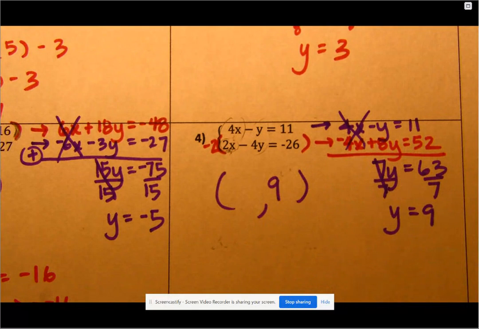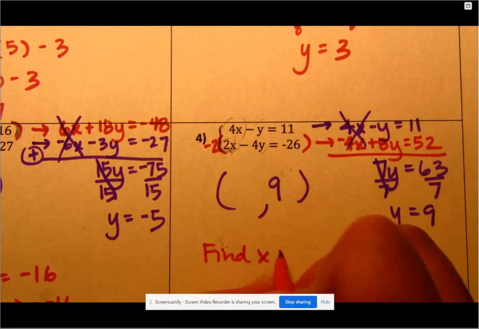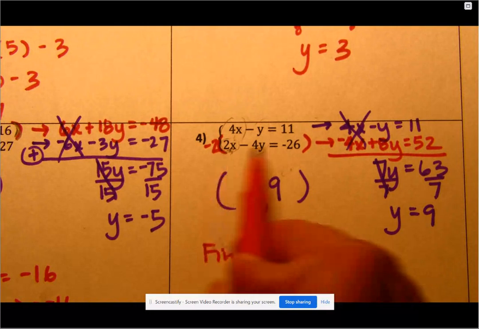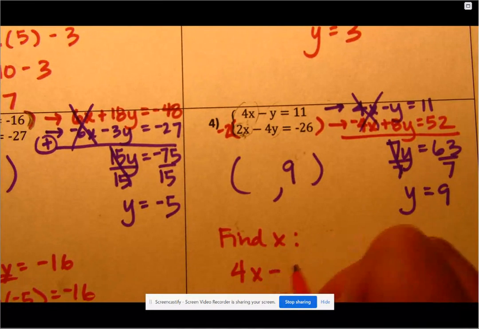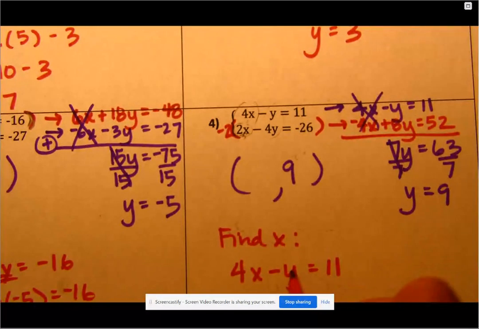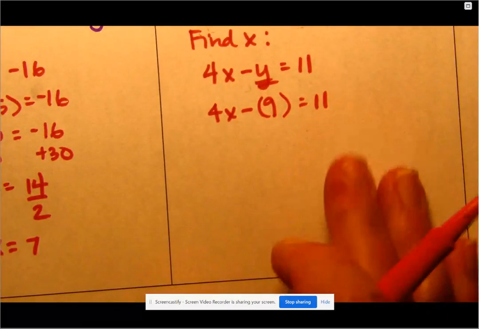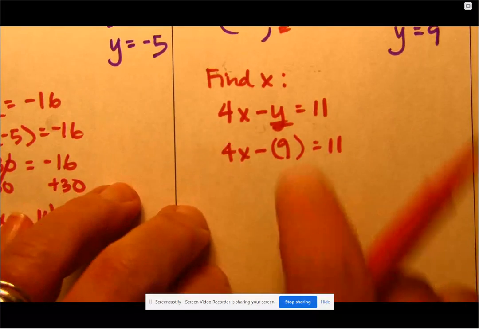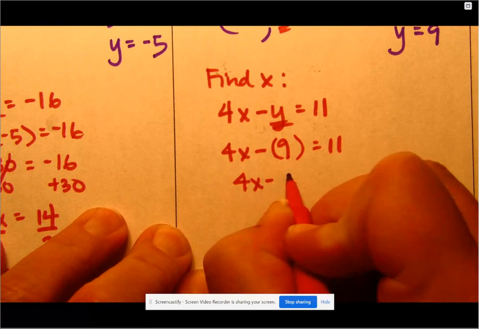Okay. Now that we know y, we need to find x. Any equation will do. Let's do the top equation. So I have the top equation, 4x minus y equals 11. So I found y is 9, so I'll just plug it in. 4x minus 9 equals 11. The nice thing is just a plain old y, so you don't have to multiply that. It's not like 3y or anything. So I'll just rewrite it without the parentheses.